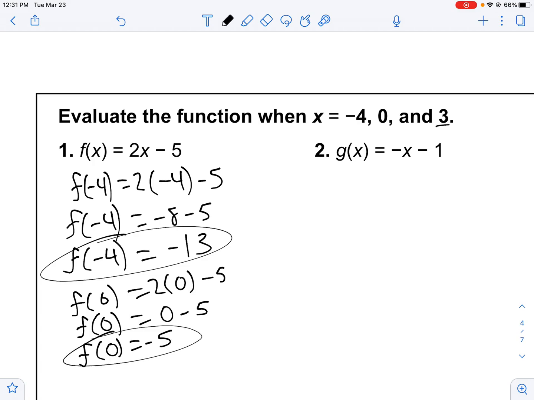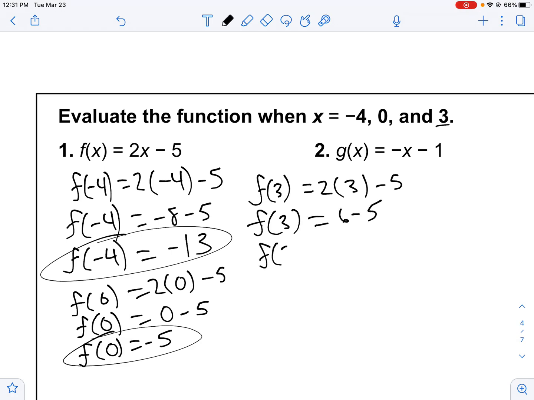And finally, they want us to check when x is 3. So we get f of 3 equals 2 times 3 minus 5. So f of 3 equals 6 minus 5. So f of 3 equals 1.